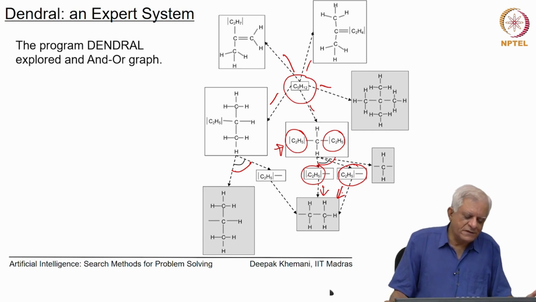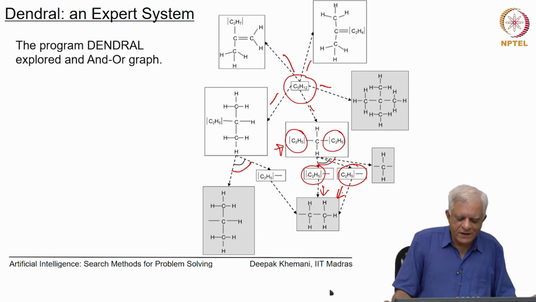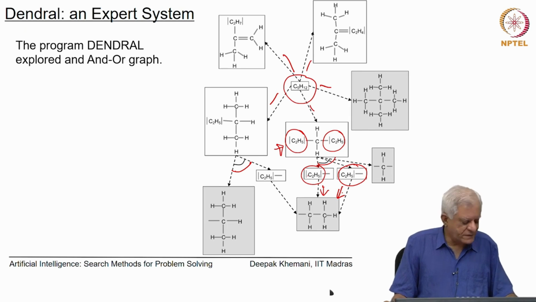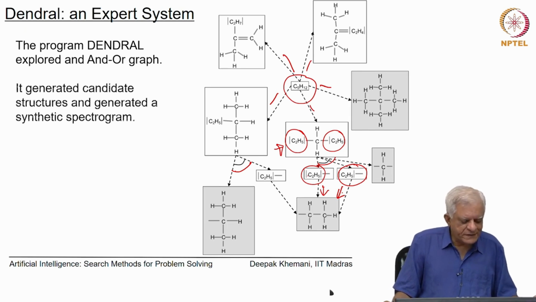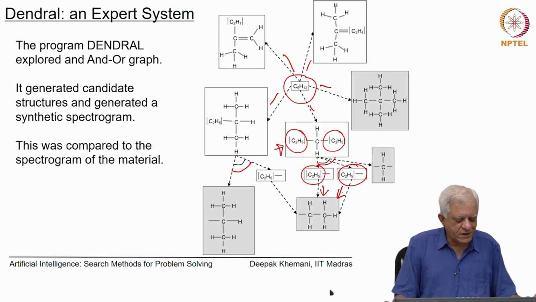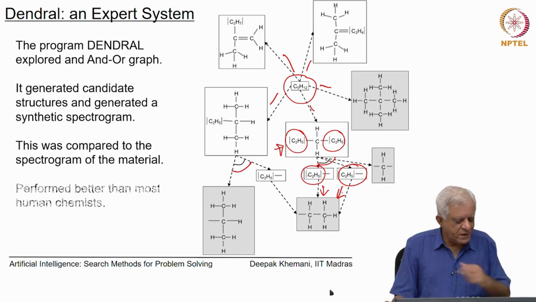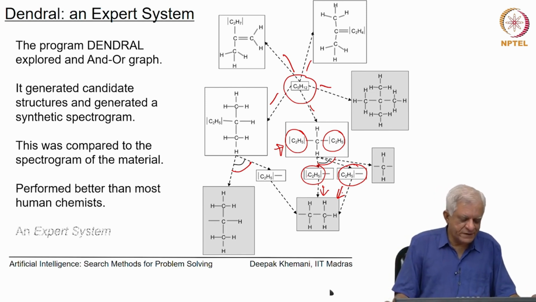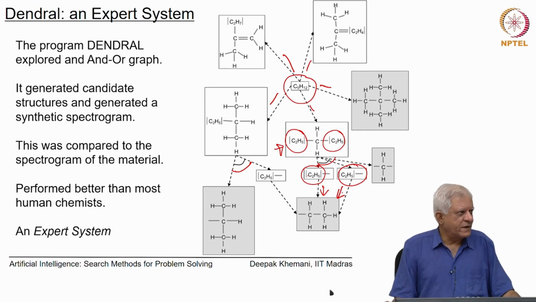So, the program Dendrol essentially explored an AND/OR graph. These are also called AO graphs, and it generated candidate structures and then generated a synthetic spectrogram for each structure and compared the synthetic spectrogram with the real spectrogram of the material, and based on that it would decide whether it was a good hypothesis or not. It turned out that it performed better than most trained chemists, and it is an example of what was then called an expert system essentially.